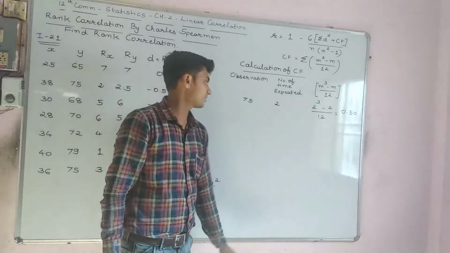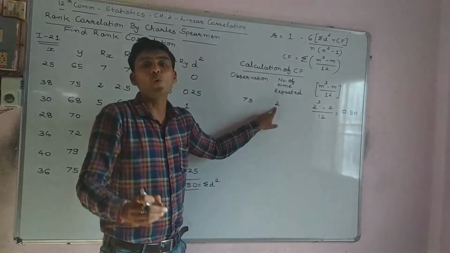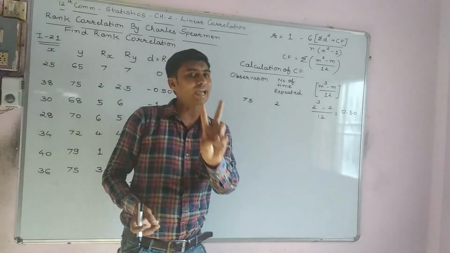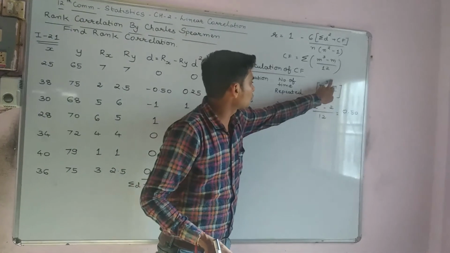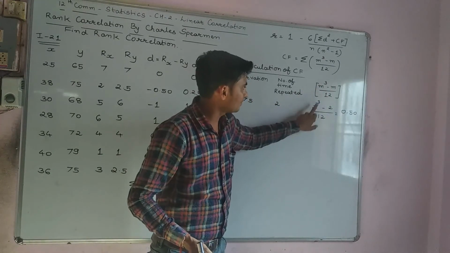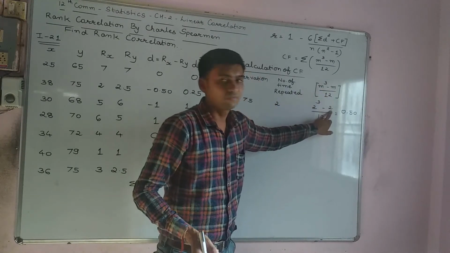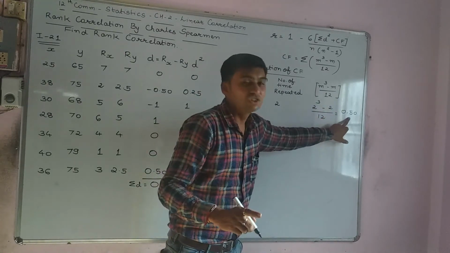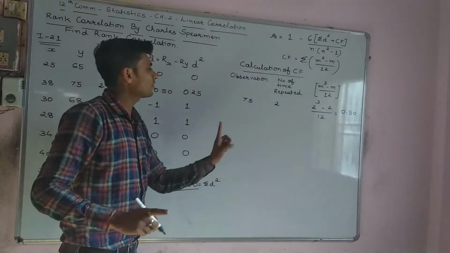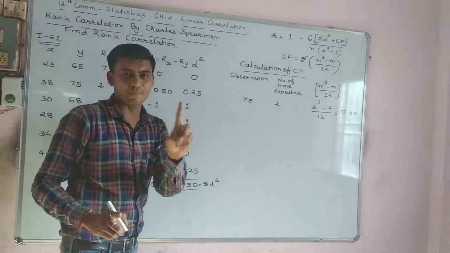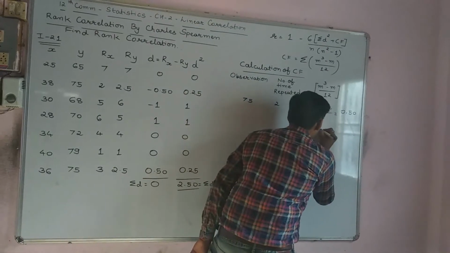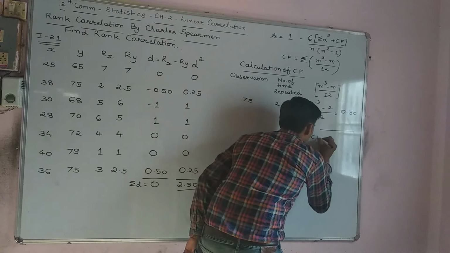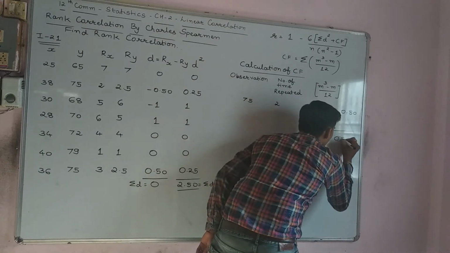ફરીથી એક વખત જો friends, m is equal to 2. Why? Because 75 has been repeated how many times? 2 times. So 2 cube, I can say it is 8. 8 minus 2, 6. 6 divided by 12, 0.5. હવે આ ક્વેશ્ચનમાં ખાલી એક જ ઓબ્ઝર્વેશન રિપીટ હતો. સો ટોટલ will be what? Sigma CF is equal to, total will be 0.5.